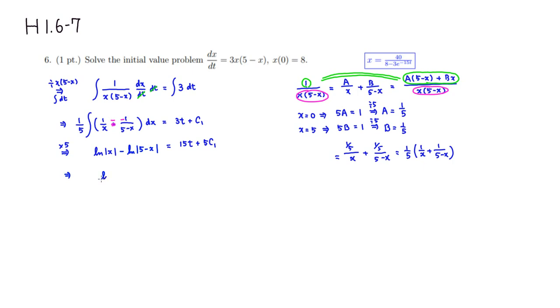So you have the natural log of the absolute value of x over 5 minus x, equal to 15t plus 5c1. Right? So I'm going to get rid of the natural log by raising e to both sides. So you're going to get the absolute value of x over 5 minus x is equal to e to the 15t plus 5c1.